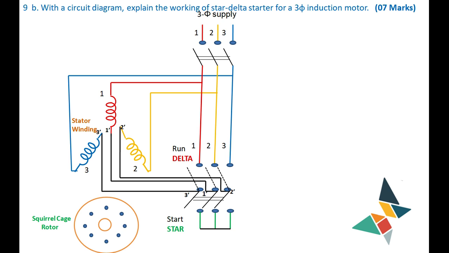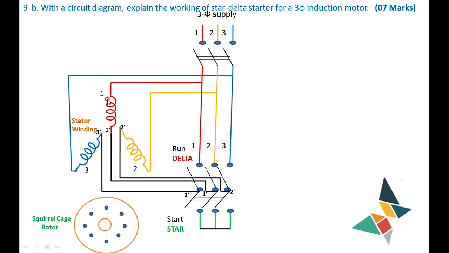Because it is drawing a heavy current at the time of starting, you have to make use of the starter. As the name itself suggests, it is a star delta starter: at the time of starting, the stator winding of the induction motor is connected in star. Once it picks up the speed, it changes over to delta, therefore it is called a star delta starter.